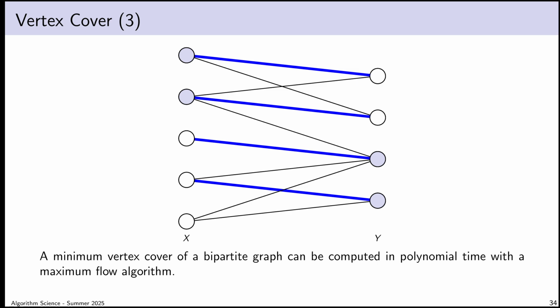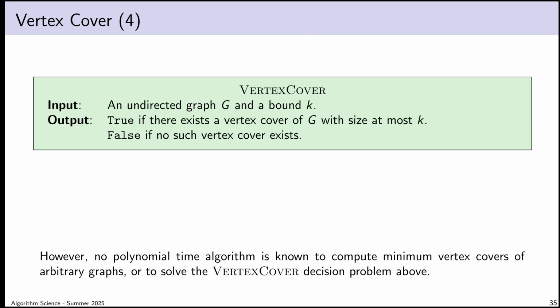It's sort of weird that finding maximum matchings for general graphs is still polynomial time. There is actually a polynomial time algorithm that we didn't cover, but one does exist, to find maximum matchings of general graphs in polynomial time. And yet, for some reason, a minimum vertex cover of a general graph cannot be found in polynomial time that we know of. So no polynomial time algorithm is known to compute minimum vertex covers of arbitrary graphs that aren't, for example, bipartite graphs, or even to solve this decision problem here.